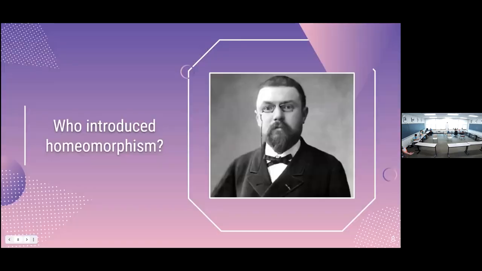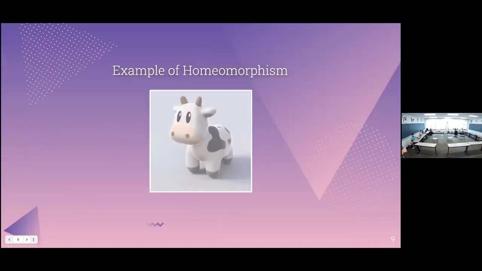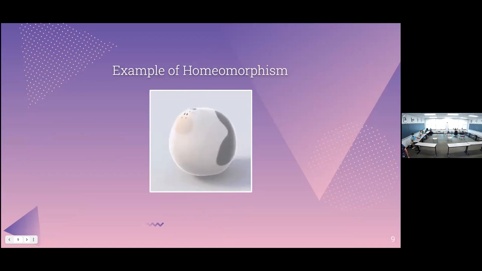So who introduced homeomorphism? While the idea of homeomorphism was discovered around 1870 or 1880, it wasn't officially introduced as a subject until 1895 by a French mathematician by the name of Henri Poincaré. And then here we have an example of homeomorphism. As mentioned earlier, homeomorphism is the idea of transforming shapes. So here we have a cow in its regular cow form transforming into a sphere.